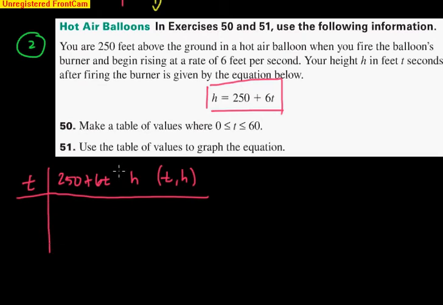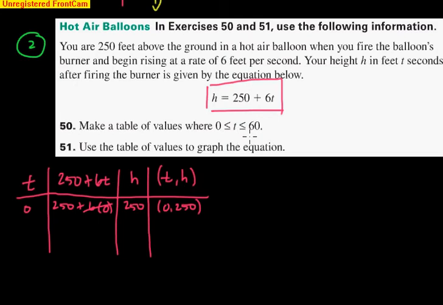Okay. And here is my table. And I'm going to pick some t values. Now I'm going to start with 0. 0 is always the easiest because when you plug 0 in for t, it makes the t term go away. And you get 250. Simple. And that's the point 0, 250. That's where it's going to start.